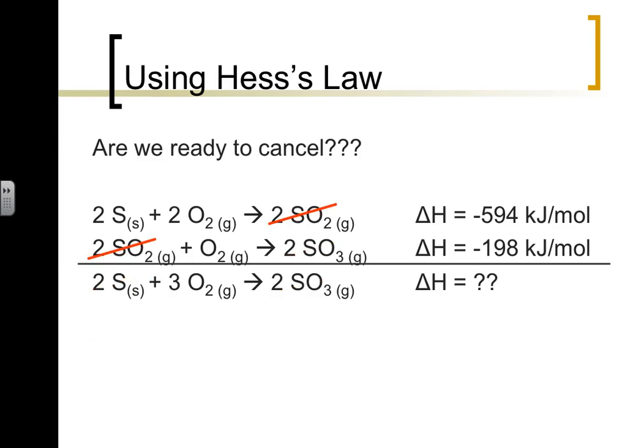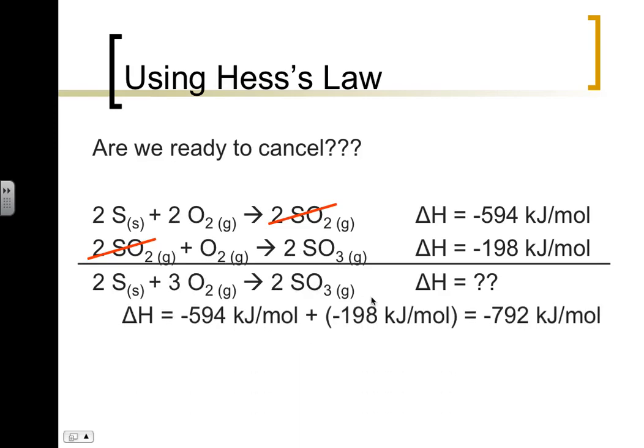And I'm actually then able to verify that everything is the way it's supposed to be. So do you see 2S solid, 2S solid. Here's 2O2, and there's 1O2 for a total of 3O2. And then 2SO3 and 2SO3. Okay, so it all matches. And at the point when it all matches, you're now ready to do the math.